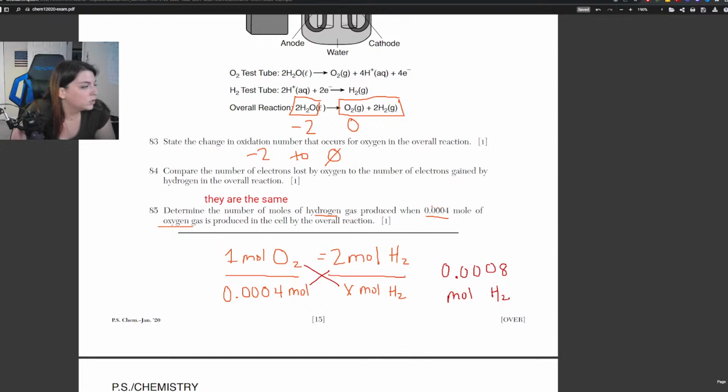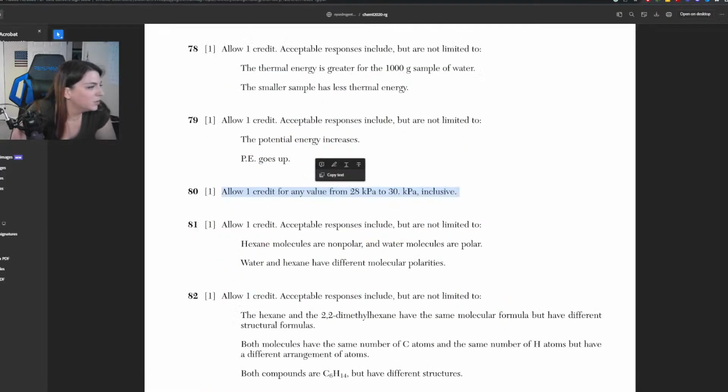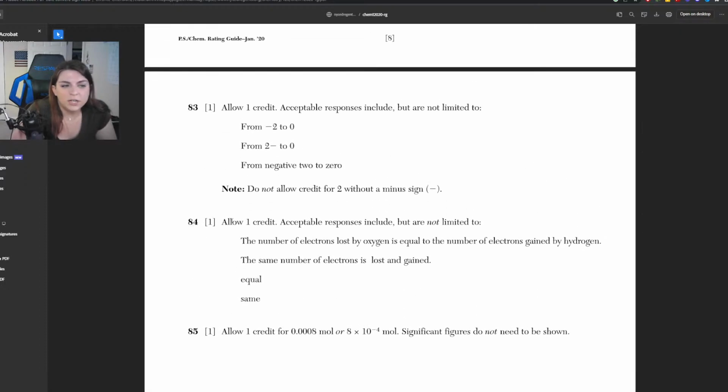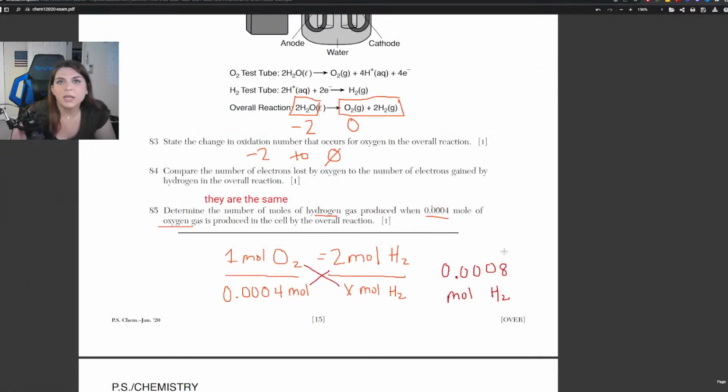I am just going to cross-reference that with the answer key to make sure I did the math right. Yeah. Oh, they also accepted it in scientific notation. Okay. But take a look at this. You see, question 84, I said the number of electrons lost is equal to the ones gained. Same and equal are acceptable answers. Literally one-word answers. Don't go crazy trying to answer in complete sentences. There's no part of this test that says you have to answer in complete sentences.